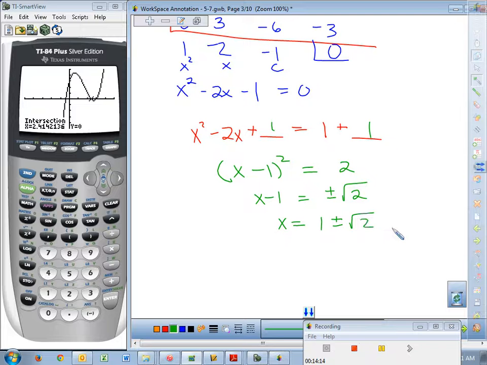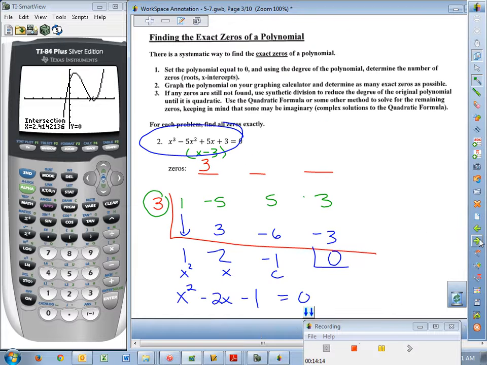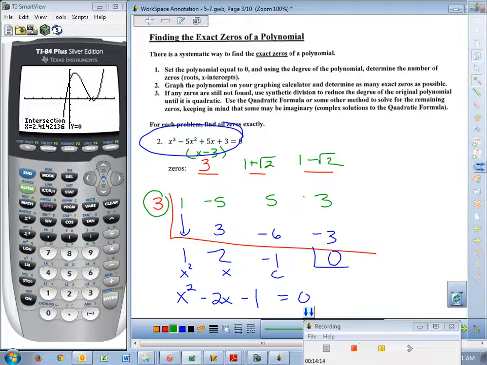How many answers are there, Billy? How many answers are right there? 2. And they are conjugate pairs of each other. Let me get back to my little blank right here. One of them was 1 plus the square root of 2. And what's the other one? 1 minus the square root of 2. Do you see how those are conjugates of each other? You got 1 plus the square root of 2 and 1 minus the square root of 2. There's all of our zeros.